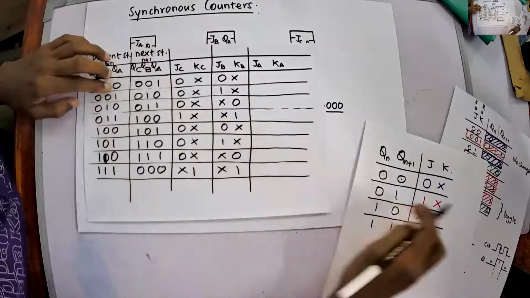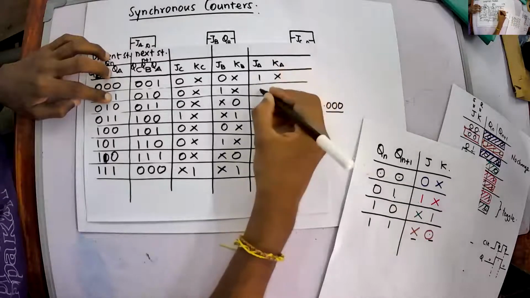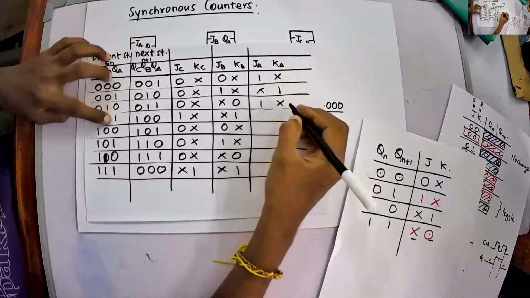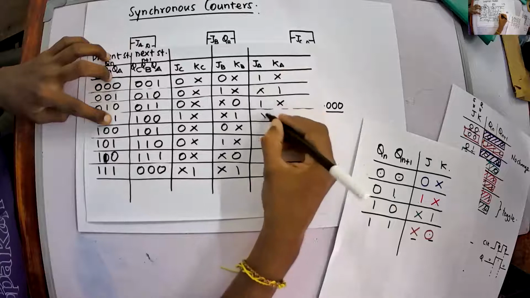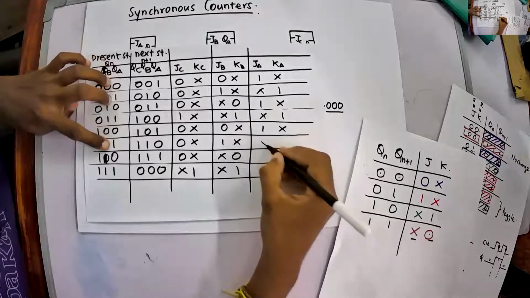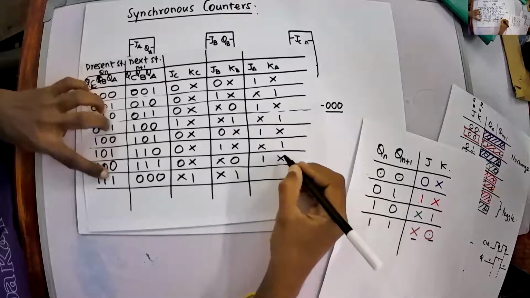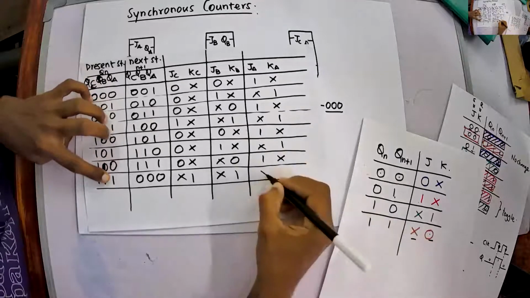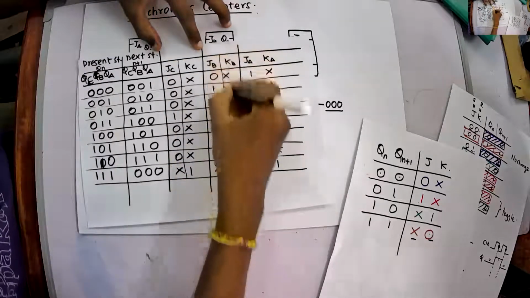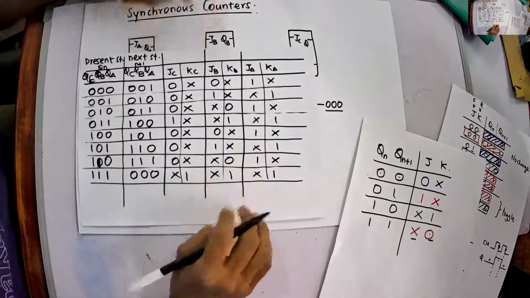So 0, 1, which is 1x, 1, 0, which is x1, 0, 1, 1x, 1, 0, x1, 0, 1, right? 1x, 1, 0, x1, 0, 1, 1x, and 1, 0, which is x1. Now you have truth tables for JA, JB, JC, KA, KB, and KC.